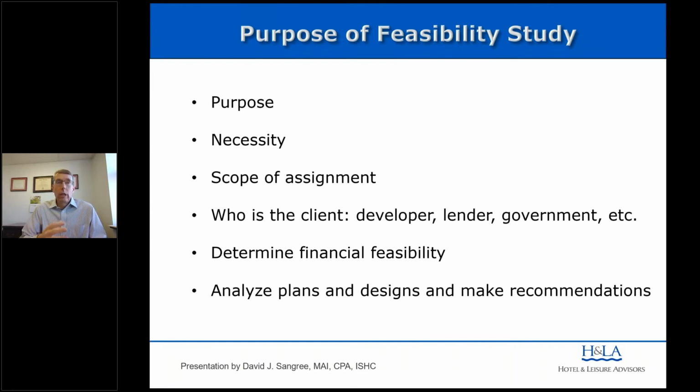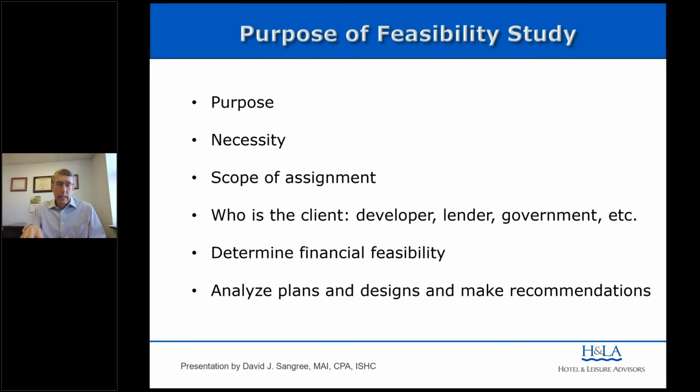Would it work? How many visitors would it attract? How many occupied rooms would the hotel achieve? And overall, people have a desire to know before they spend a lot of money doing the new development.